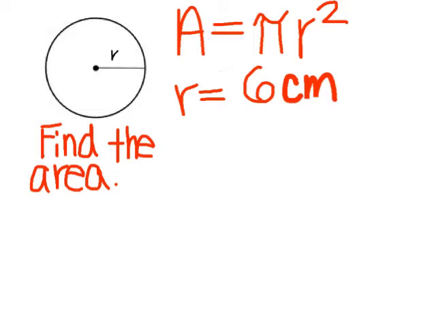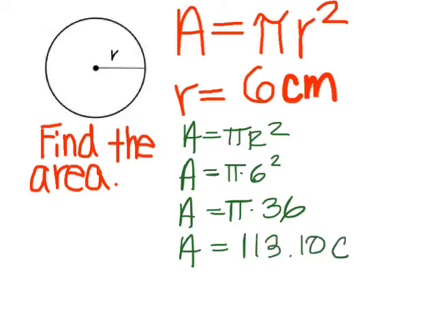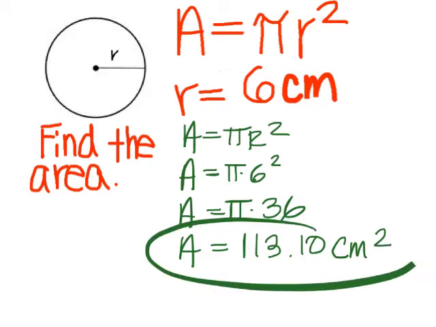And in this problem, we know the radius. So start with the formula. The formula is A equals pi r squared. And plug in the radius, which is 6. Simplify 6 squared to get 36. And then multiply 36 by pi to come up with the final answer. That would be 113.10 centimeters squared for area.